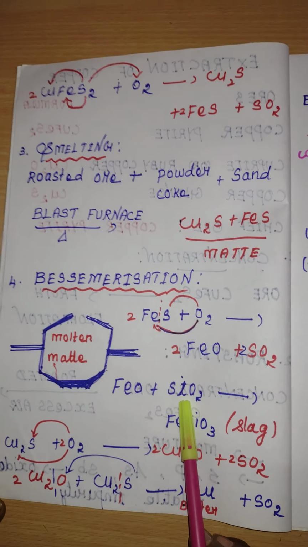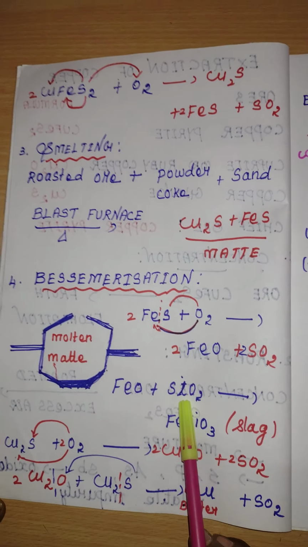Then the matte contains sulfide of copper. This sulfide of copper reacts with oxygen. The oxygen goes into copper to form copper oxide, and the sulfur goes into oxygen to form sulfur dioxide. Then the copper oxide and the copper sulfide combine to form copper, and the sulfur goes into oxygen to form sulfur dioxide. Then you get copper, known as blister copper. Blister copper means it contains 98% pure copper and 2% impurities.